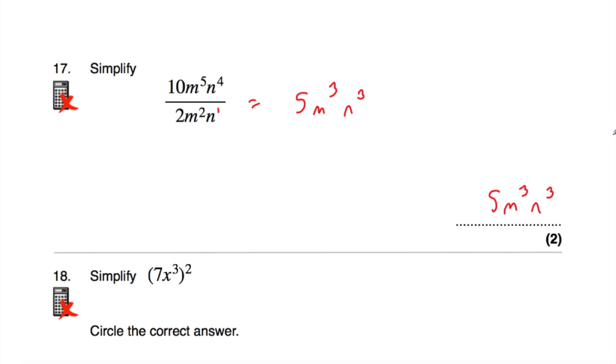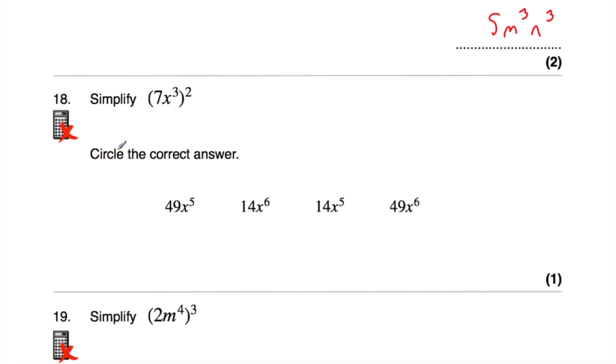And that's it. Okay, question number 18. So question number 18, we've been asked to simplify 7x cubed squared, and we've been asked to circle the correct answer.